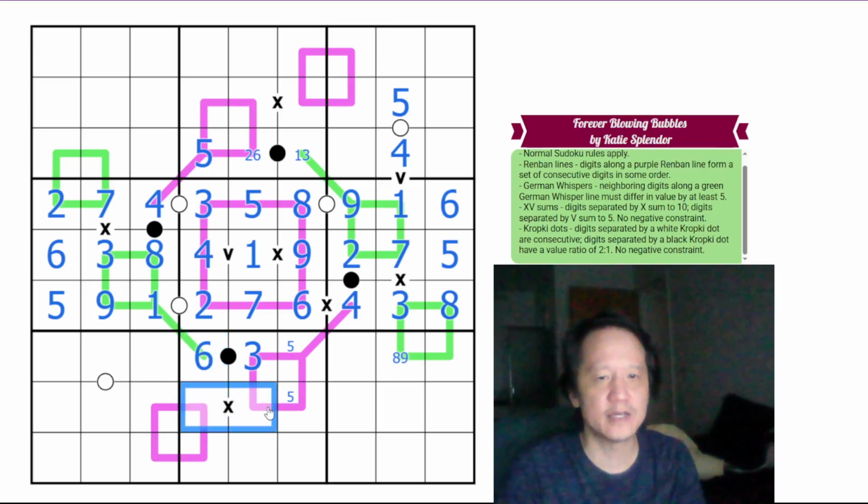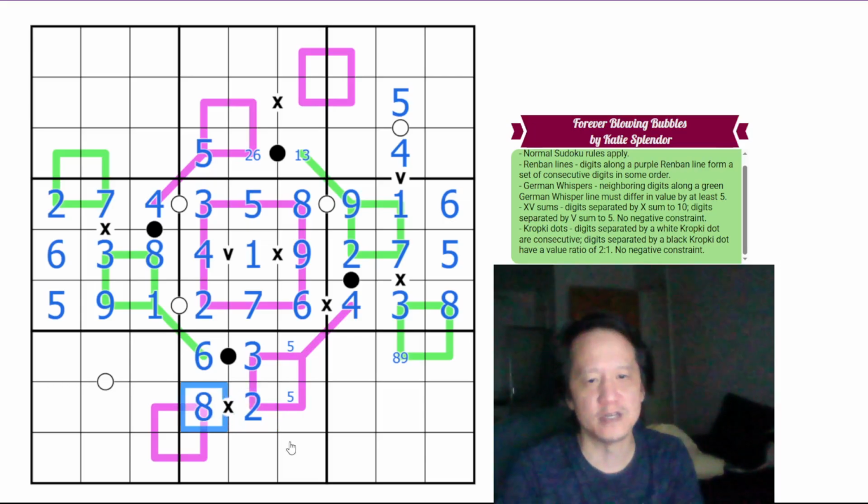These 2 digits add up to 10. Cannot be 3, 7, 4, 6. It must be 1, 9, or 2, 8. If it's 1, 9, this would be 1 and this would be 9. But 9 cannot be on a 5-length Ren band with 3 or 4. So this cannot be 1, 9. Therefore, it must be this is 2 and this is 8.